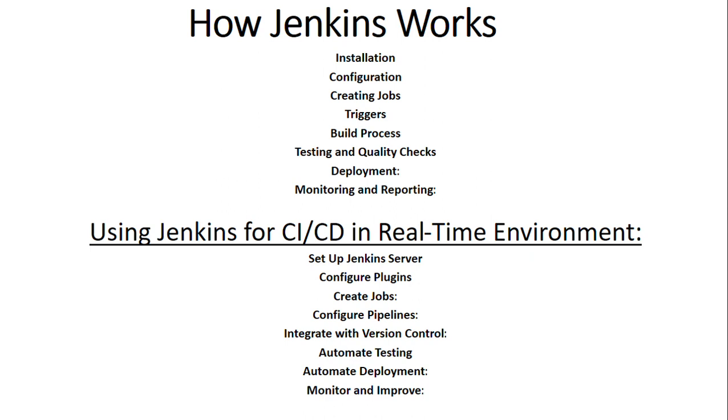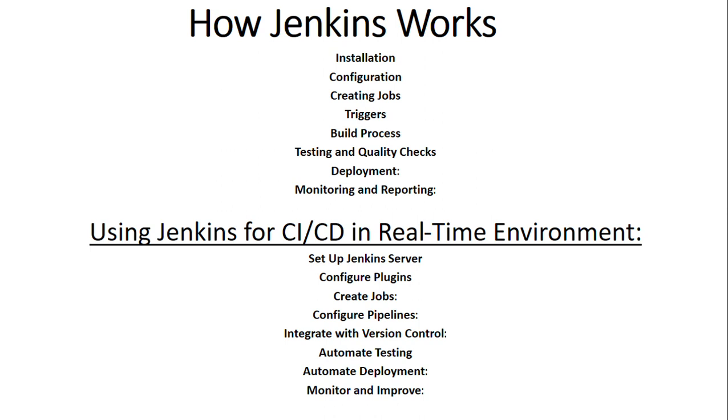Actually, one of our subscribers has asked how Jenkins works and how to use Jenkins for CI/CD in a real-time environment. So basically, you have to keep in mind Jenkins is a popular open source automation server which is used for implementing continuous integration and continuous delivery or deployment, meaning the CI/CD pipeline. What does CI/CD mean? CI means continuous integration and CD means continuous delivery or deployment. So here is how Jenkins works and how it is used in the real-time environment for CI/CD. We are going to focus on it.